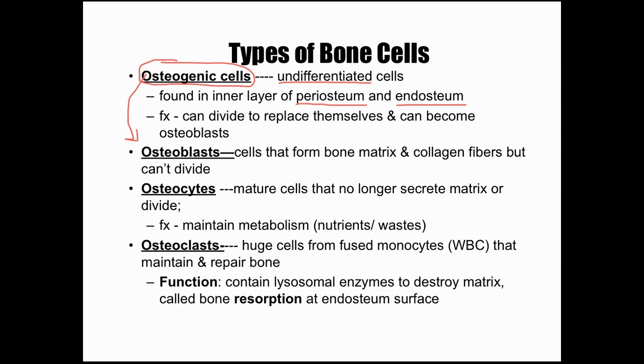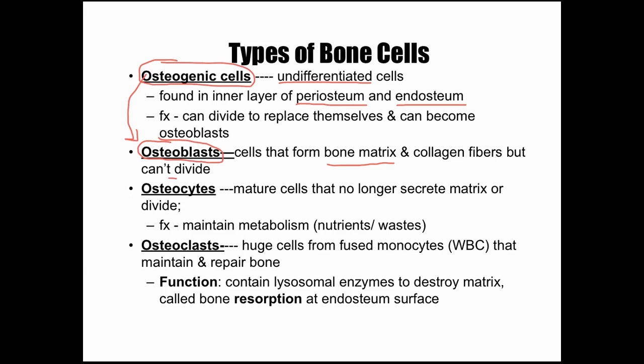Now these osteogenic cells can become osteoblasts. And what you really need to know is these are the cells that form new bone matrix. So you remember the bone matrix made of mostly inorganic salts and water and collagen fibers. That's basically the material, the stuff that you consider bone. So when you're building new bone tissue, it's the osteoblasts that do that.